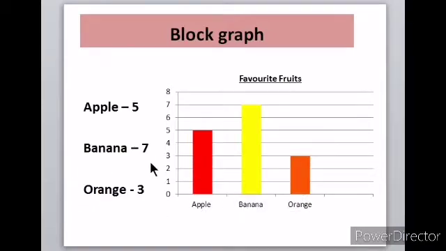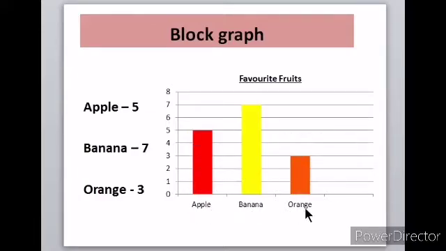So what does the block graph mainly have? It has two main lines. One is the long vertical line, the standing line, and another one is the sleeping line, the horizontal line: the vertical axis and the horizontal axis. In the horizontal axis we will have the names of all the things which we are talking about, like favorite fruits here. So all the fruits which we are going to talk about, we will write the names in the horizontal line, and in the vertical line we will have the numbers. How many people like apple, like that. To represent that we will have the numbers.